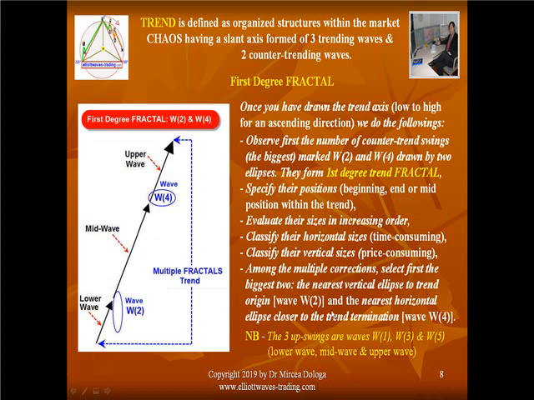Among the multiple corrections, select first the biggest 2, like over here, W2 and W4. We'll see that the nearest vertical ellipse to the trend origin is called wave W2 (parentheses), and the nearest horizontal ellipse closer to the trend termination is marked wave W4 (parentheses).